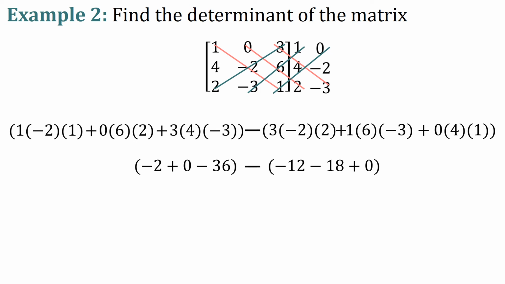And in between directions, we subtract. Negative 2 plus 0 minus 36 is a negative 38. Negative 12 minus 18 is a negative 30. Once again, in between directions, we're going to subtract. And negative 38 minus negative 30 is the same thing as negative 8. So that is how you find the determinant of a 3 by 3.